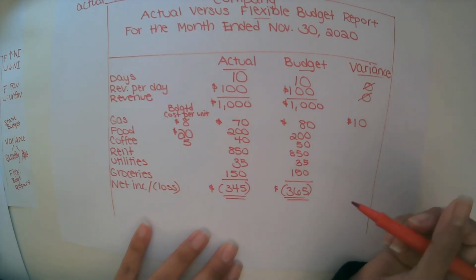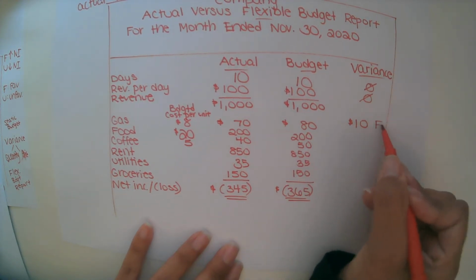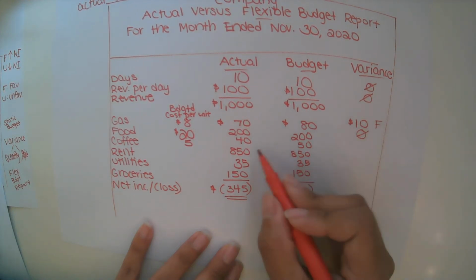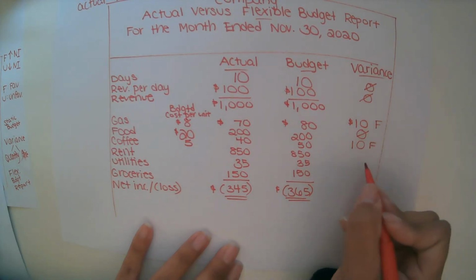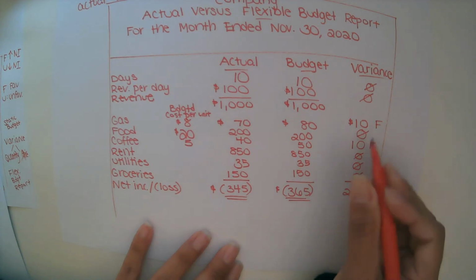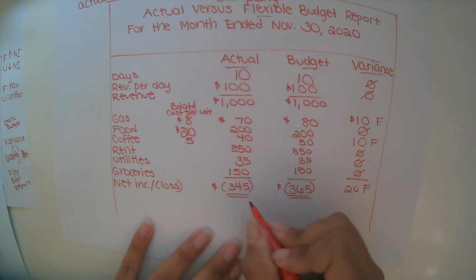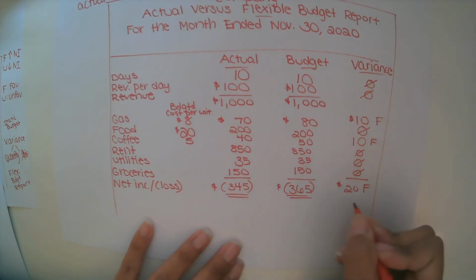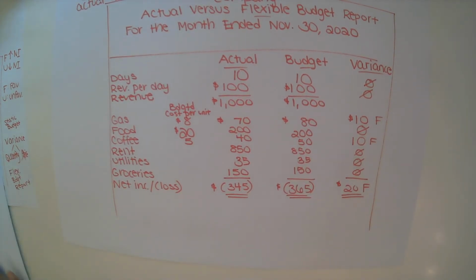Is it favorable or unfavorable? Remember, look at the impact to net income. Lower costs, that's favorable. No variance here. Here we had another $10 variance. Favorable or unfavorable? Favorable. No variance, no variance, no variance. So $20 favorable, and it should work both ways. $20 favorable because it's less of a loss.